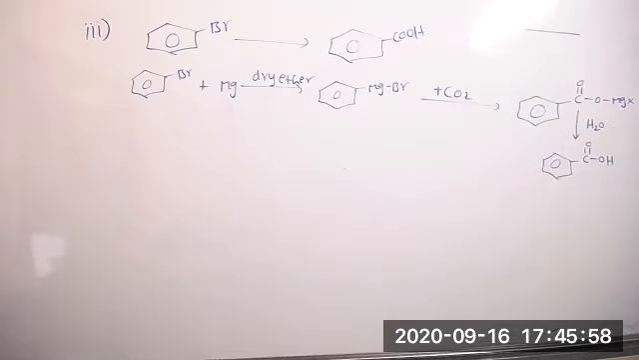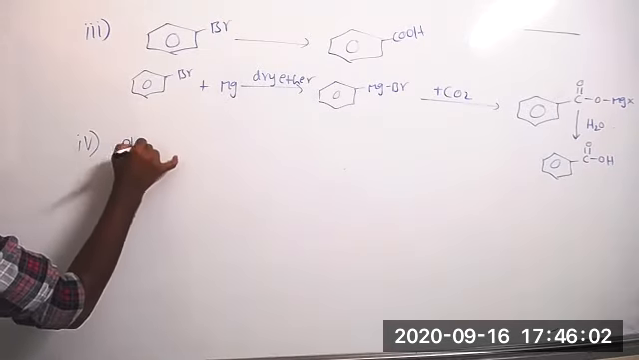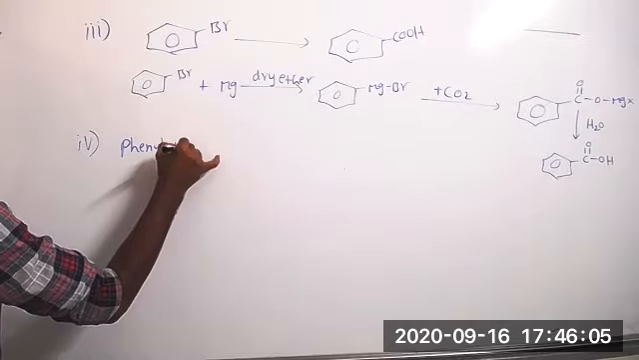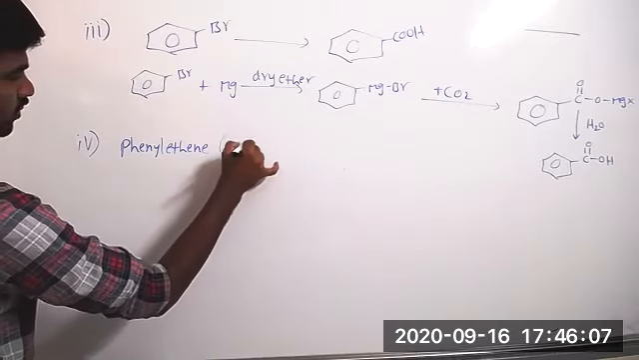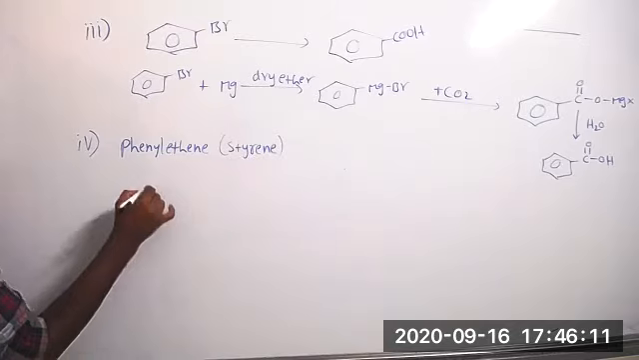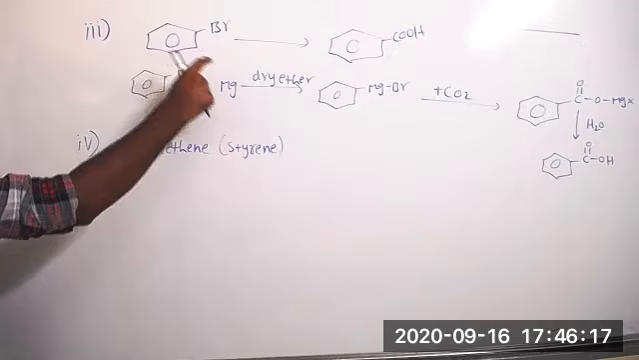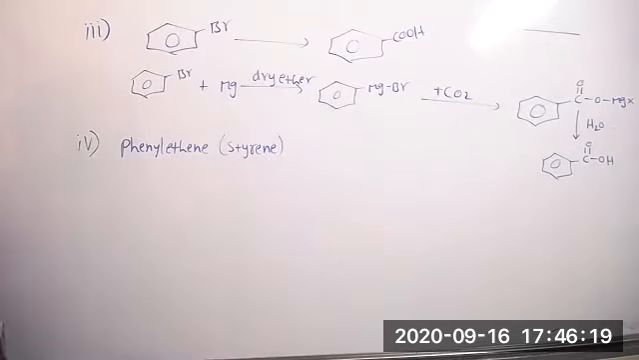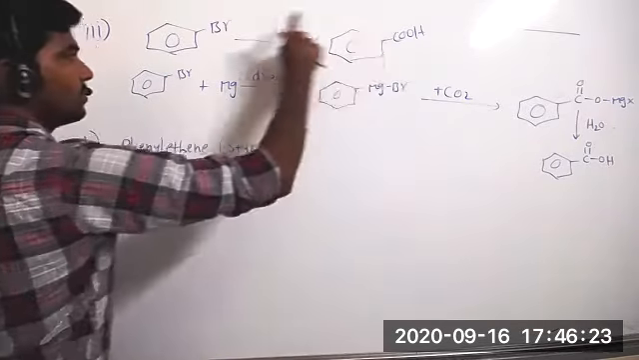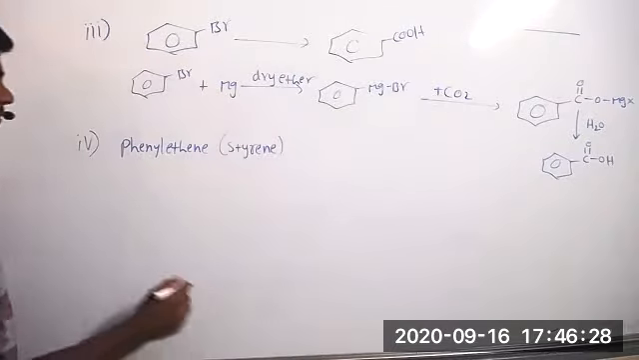Last one, phenyl ethene or styrene. So the third one is from Grignard reagent, sir. Yes. First, we convert bromobenzene to Grignard reagent. Then treated with carbon dioxide. Here one carbon is extra, no? So to increase the number of carbons, we react with carbon dioxide.